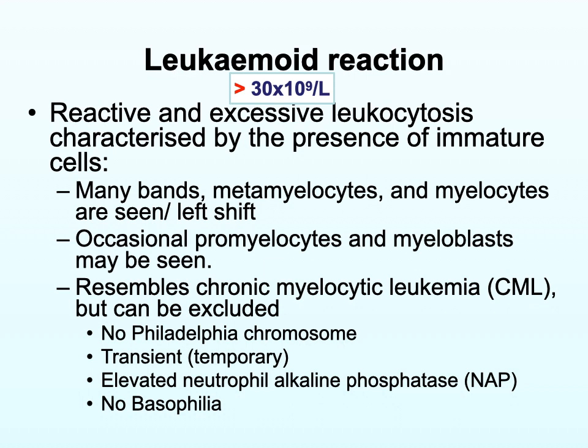Leukemoid reaction resembles chronic myeloid leukemia, CML, but we can differentiate leukemoid reaction from CML. In leukemoid reactions there is no Philadelphia chromosome. The condition is transient or temporary. Leukemoid reaction has a high neutrophil alkaline phosphatase score, NAP score, whereas the NAP score in CML is low, and no basophilia is seen in leukemoid reaction.